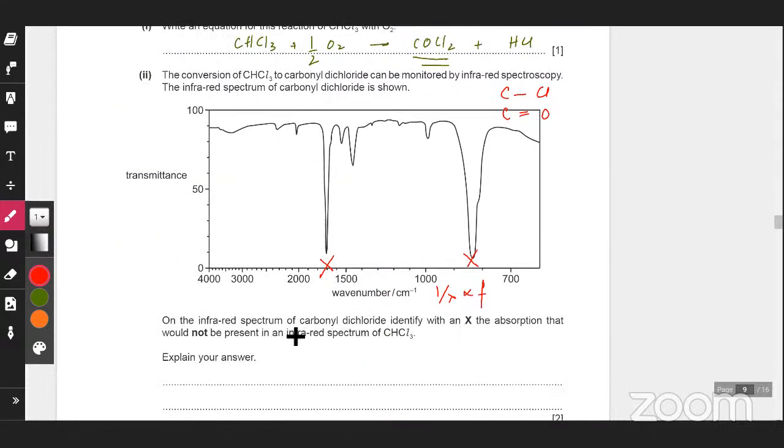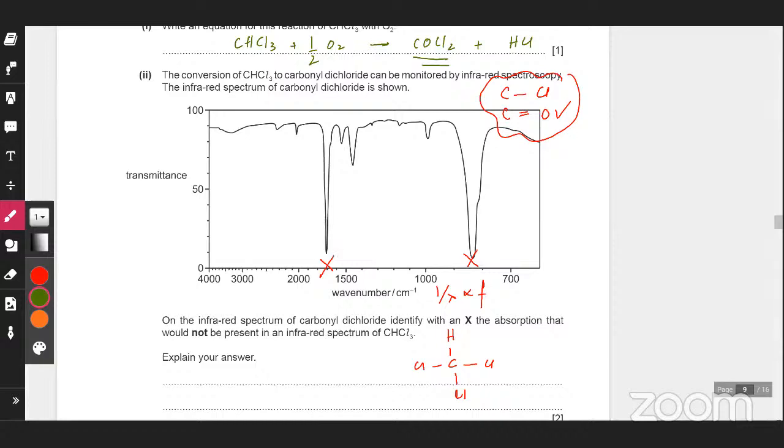Now, on the infrared spectrum of carbonyl dichloride, identify with an X the absorption that would not be present in the infrared spectrum of CHCl3. So you just have to identify for CHCl3 what bonds are missing. Carbonyl dichloride has a C double bond O bond. So that's the bond that's missing in CHCl3. That would not be present. So we need to identify which one is C double bond O. Is it this one or is it this one?